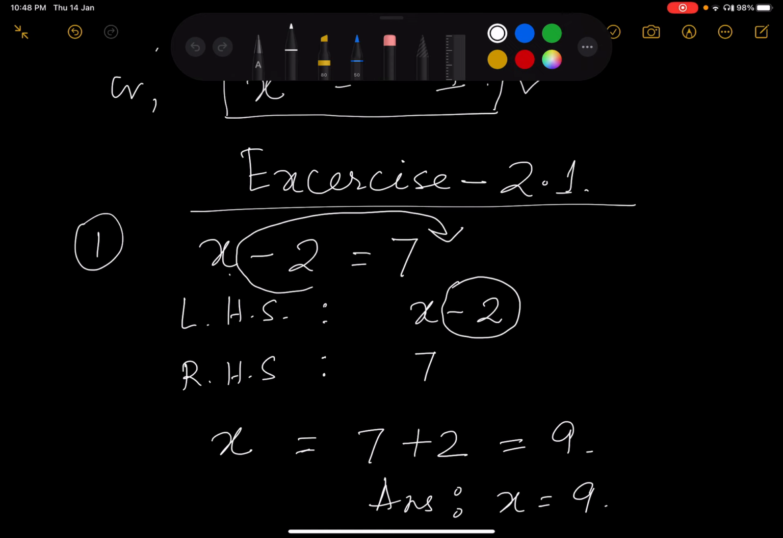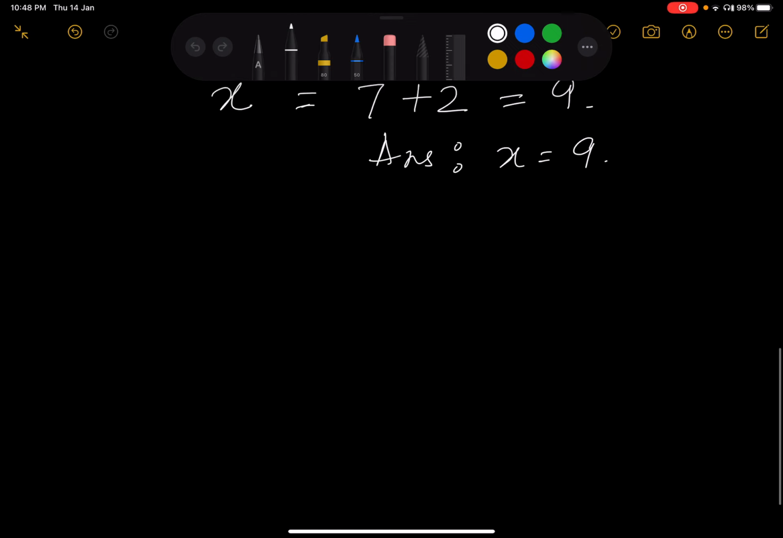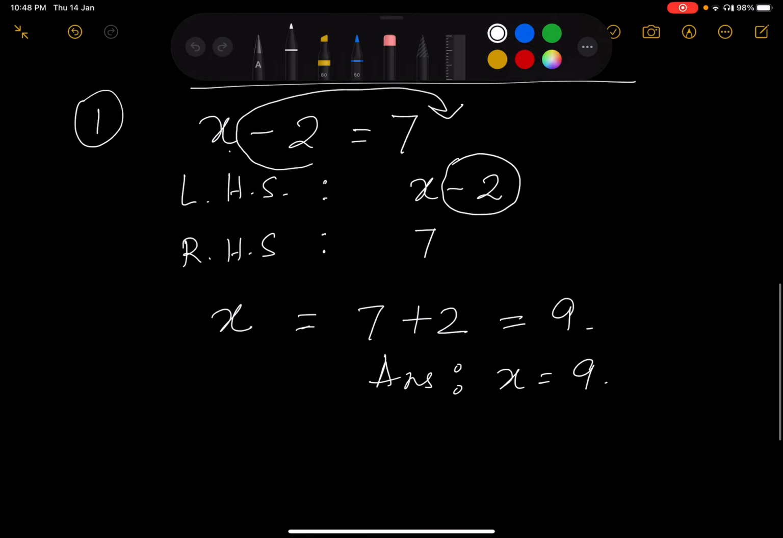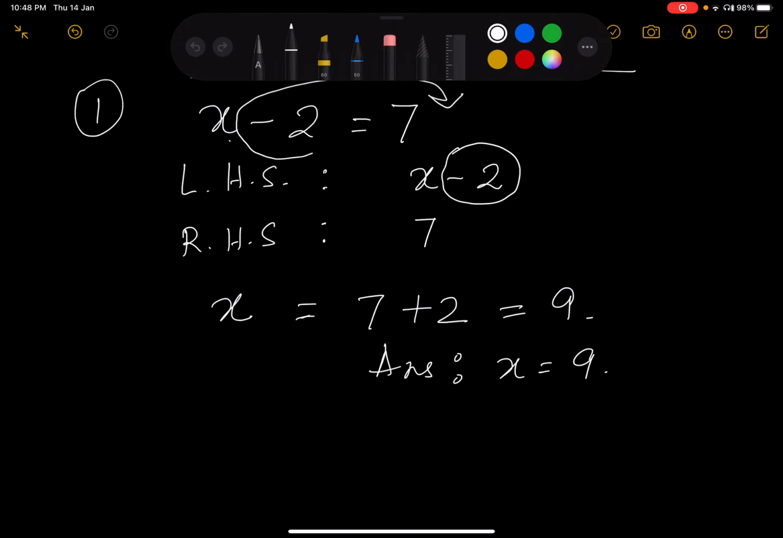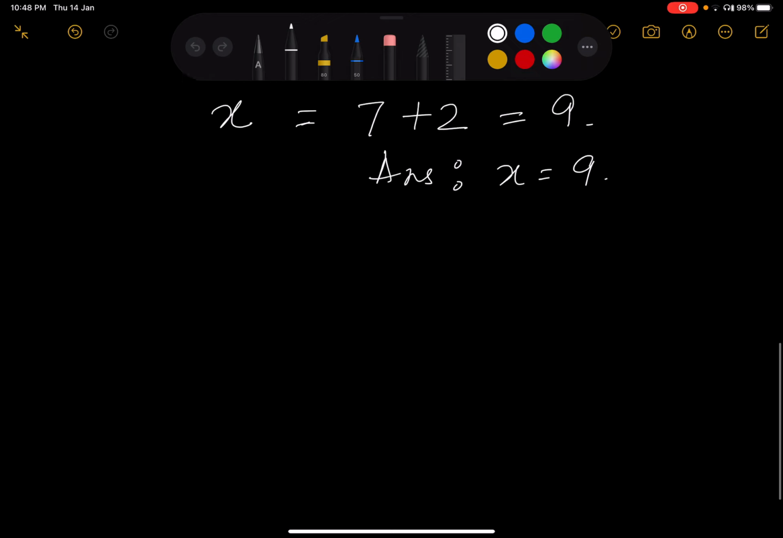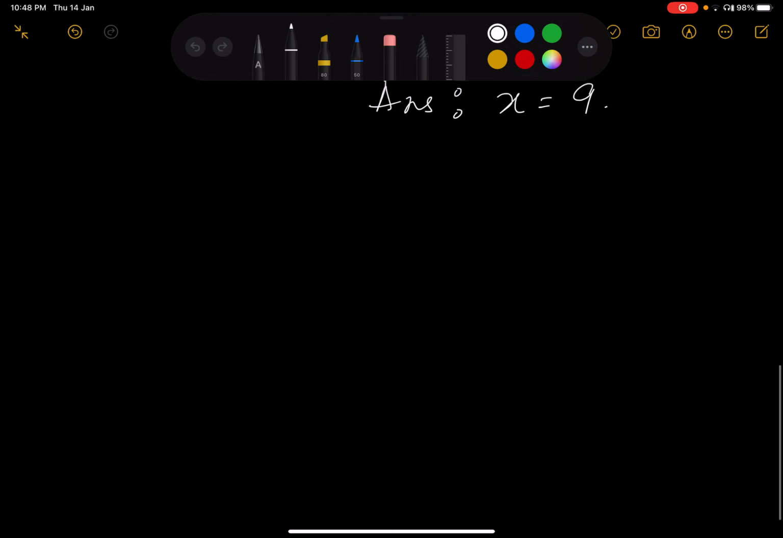In this way, you can find the variable or the unknown number, and this kind of equation is called a linear equation. You have to solve it.